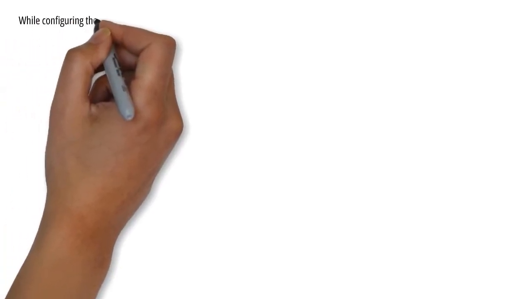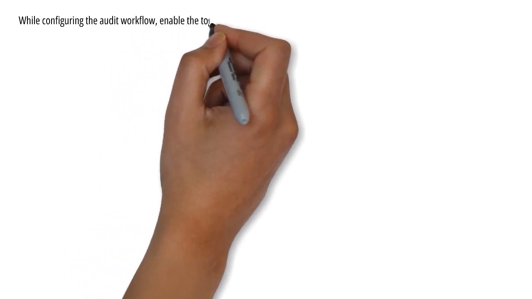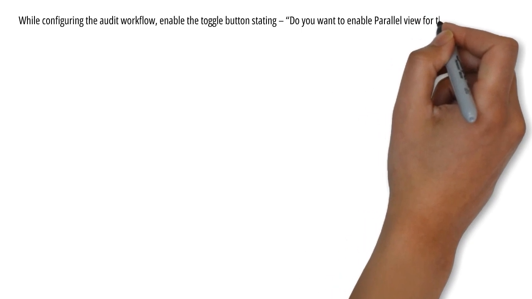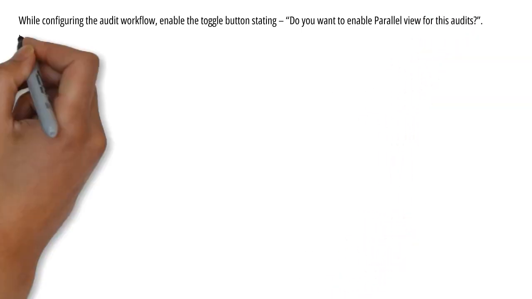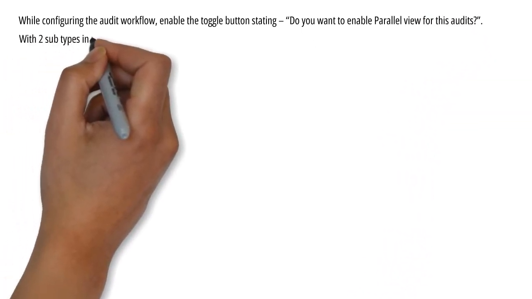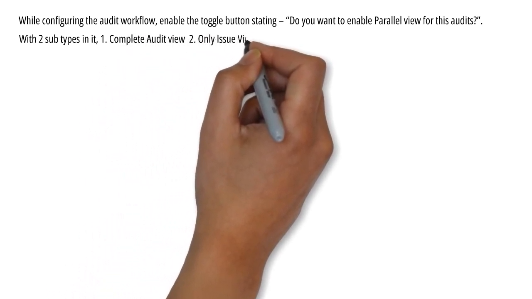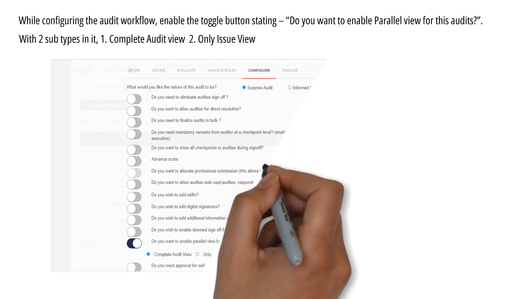While configuring the audit workflow, enable the toggle button stating, "Do you want to enable parallel view for this audit?" with two subtypes in it: 1. Complete audit view. 2. Only issue view.